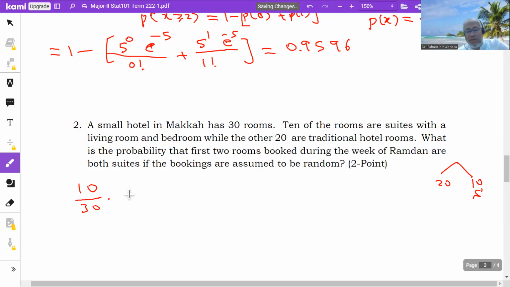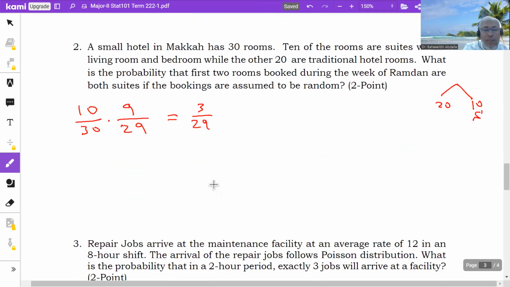the second room is a suite. Of course, if the first room is booked, then it's not going to be used and we will have only 29 rooms left. We need another suite. One suite has been also chosen or booked, so the second probability would be 9 over 29, okay? And if you multiply both by the calculator, you can just say the answer is 3 over 29.